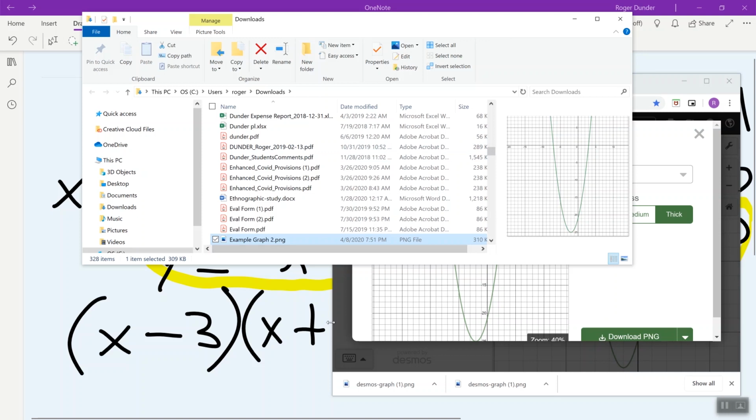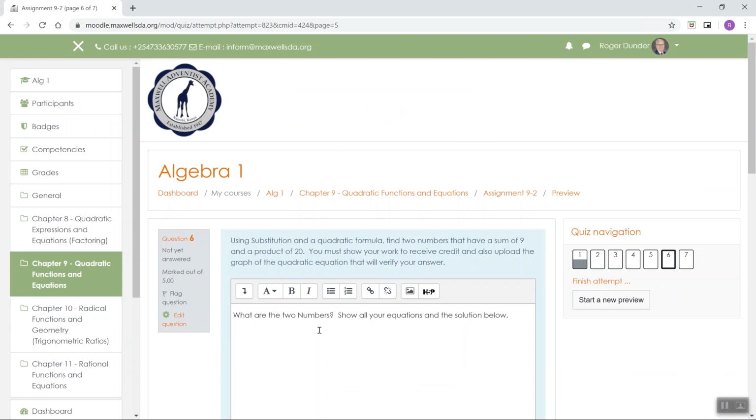Okay, so I go back then over here to Moodle, and I proceed to answer. Now, your problem is different, okay? It's a different problem. So what I'm going to paste here and what I'm going to write is not the answer to this problem. But just the same, this is how you'd go about it. You would say the two numbers. So we're to use substitution and a quadratic formula. Probably would have been better to say quadratic equation rather than quadratic formula. But anyway, we are to go ahead and solve this.